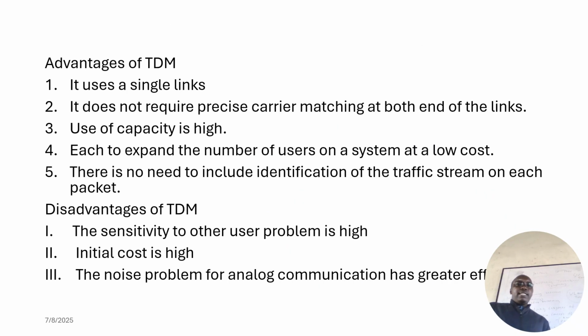Advantages of TDM: it uses a single link. It does not require precise carrier matching at both ends of the link. The use of capacity is high. It is easy to expand the number of users on a system at a low cost. There is no need to include identification of the traffic stream on each packet. Disadvantages: the sensitivity to other user problems is high. Initial cost is high. The noise problem for analog communication has greater effects.